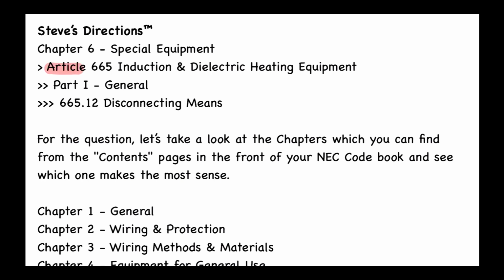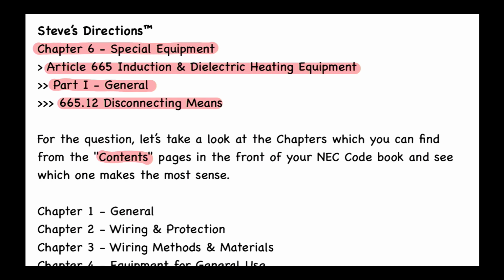So we find Article 665, Induction and Dielectric Heating Equipment. That's within Chapter 6, Special Equipment. We look at the parts in Article 665 and we find Part 1, General, and then we find 665.12, Disconnecting Means. For this question, let's take a look at the chapters, which you can find from the contents page in the front of your NEC codebook, and see which one makes the most sense.